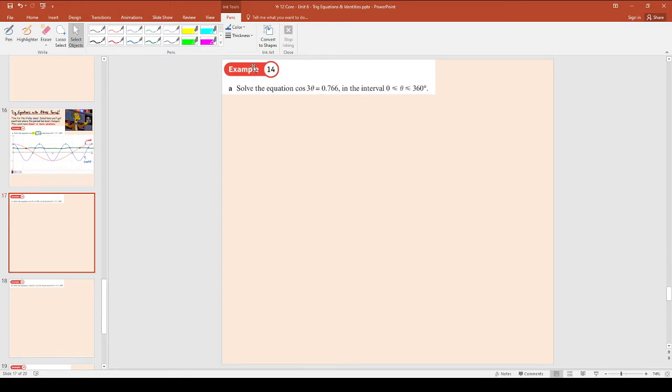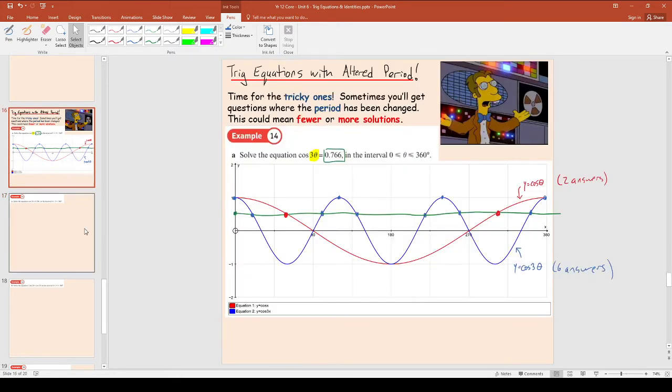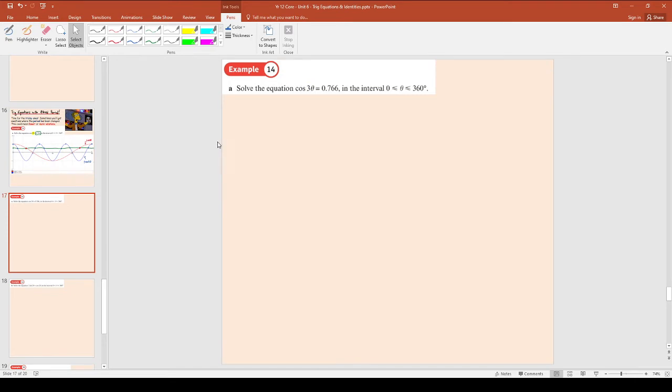Solve the equation. This is the exact same question, just with more space. Solve that equation in the interval. Okay, here's what you're going to do, buddies. It's going to be exactly the same as last time, to start with. So I'm going to do the CAST method first on the left-hand side here.